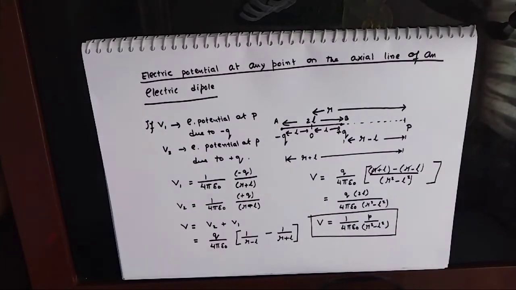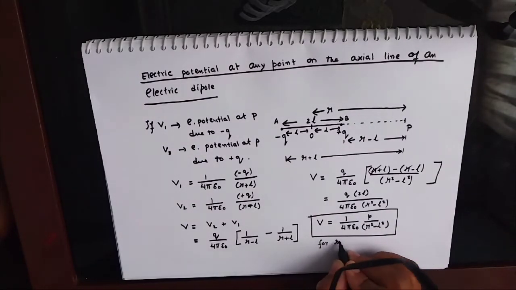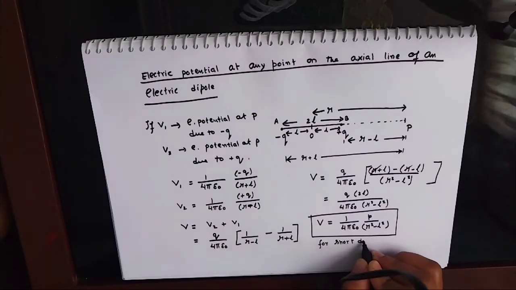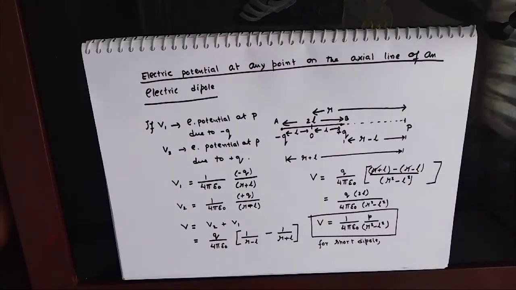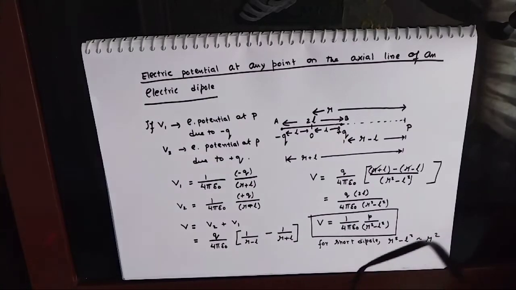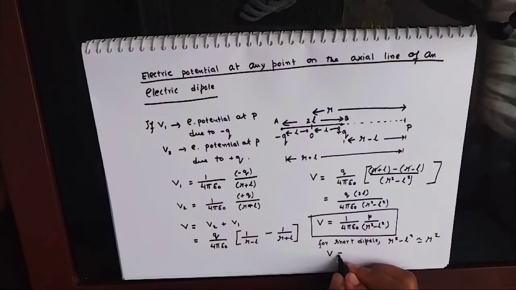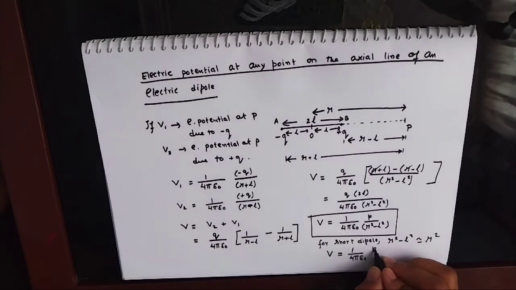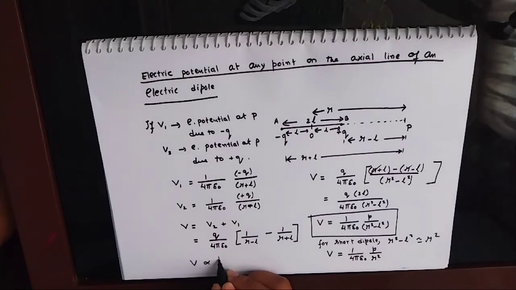Now, for a short dipole, R square minus L square is approximately equal to R square. In such a case, what is V? V is equal to 1 by 4 pi epsilon naught, then P divided by R square. Hence, for a short dipole, V is inversely proportional to R square.